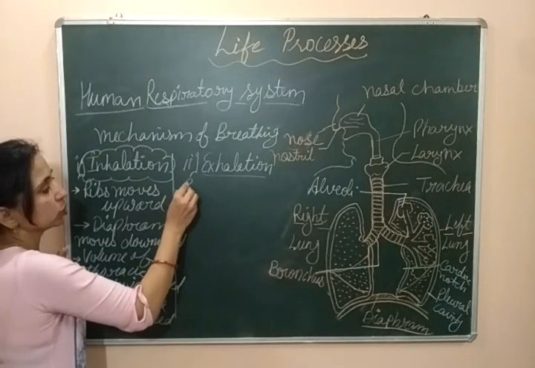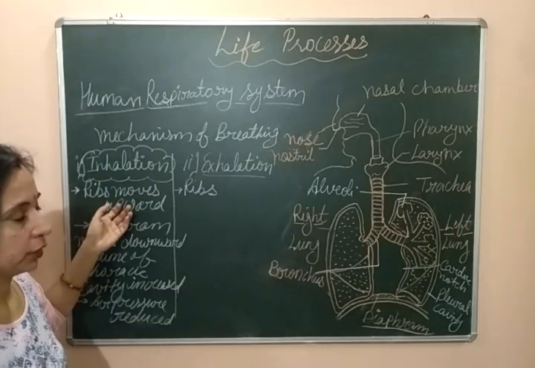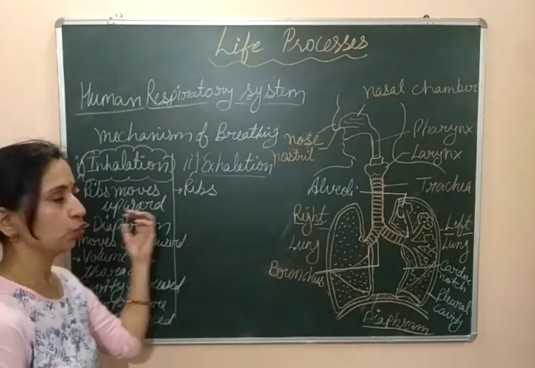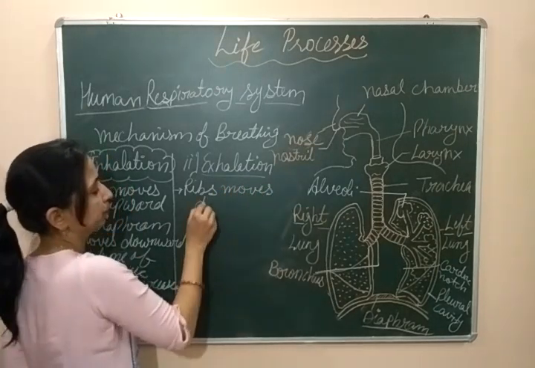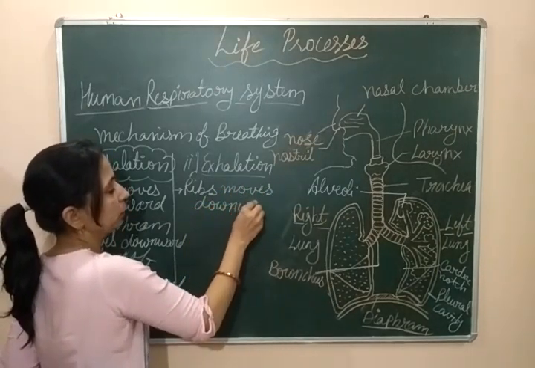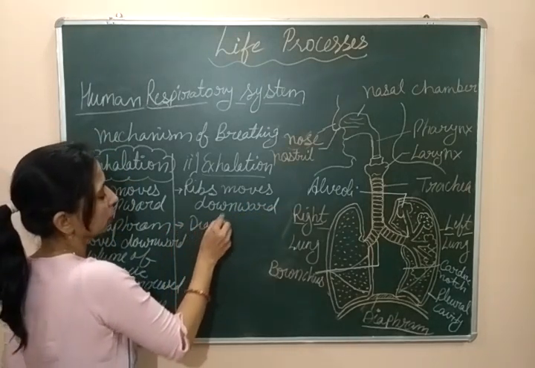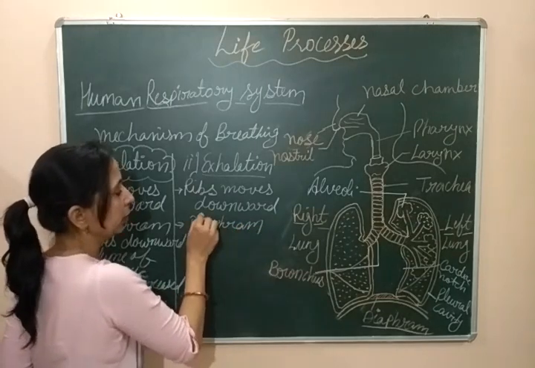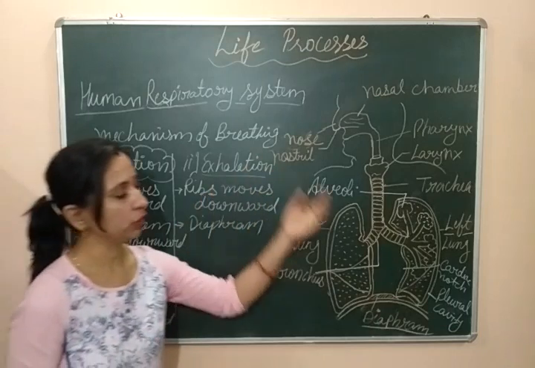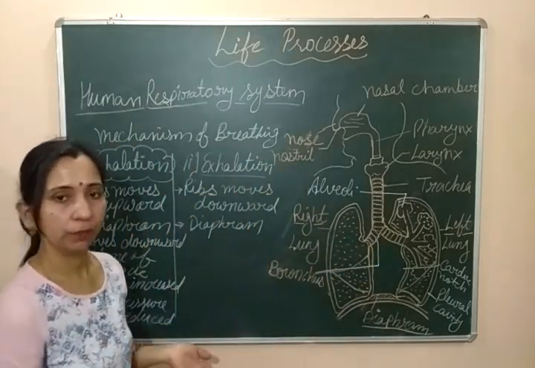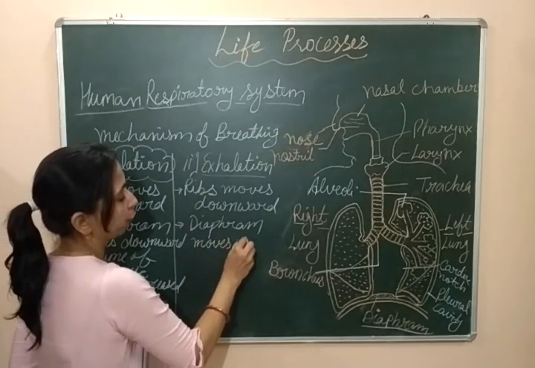First, the ribs which moved upward, जो कि upward move की थी inhalation के time पे, will now come downward. वो नीचे की तरफ वापस आएंगे. Ribs will move downward. And the diaphragm again comes upward. It moved downward during inhalation, but now it will come upward. It again becomes the dome-shaped structure. Diaphragm moves upward.